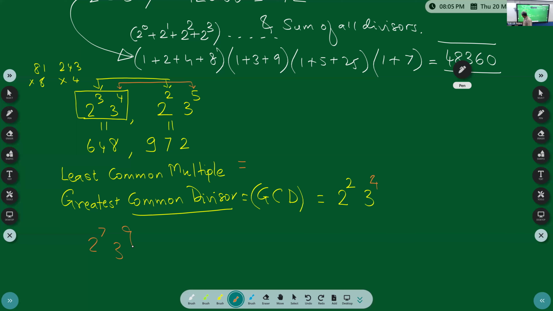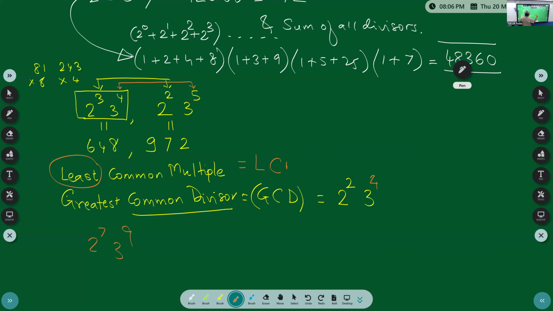So this is going to be one of the multiples, not necessarily the least. This is too big compared to these two, and it is a much bigger multiple. So if we want to optimize and find out the least amongst them, then we will have to play with these indices again.